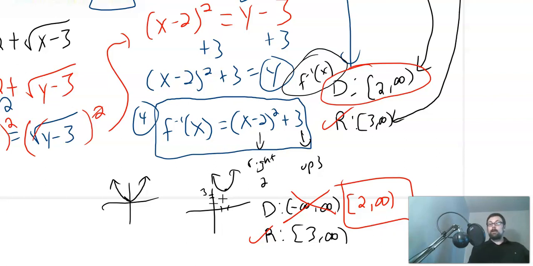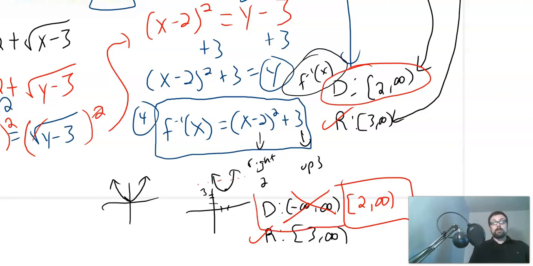Because notice I talked about it a moment ago, one-to-one functions. This is not a one-to-one function because it doesn't pass the horizontal line test. And if it's not one-to-one, it can't have an inverse and it can't be an inverse.